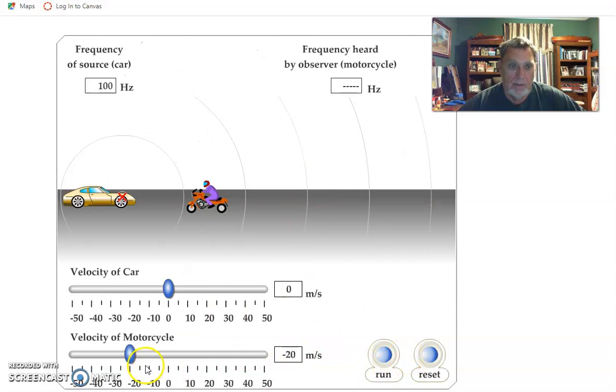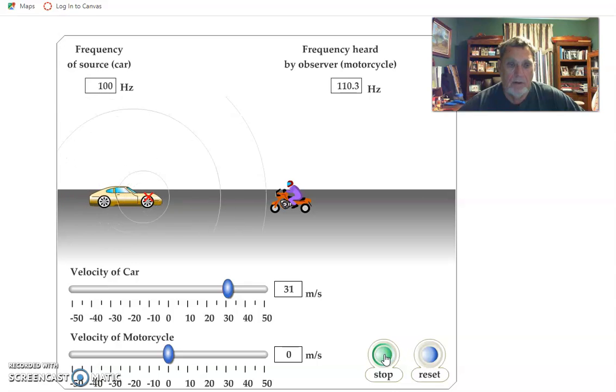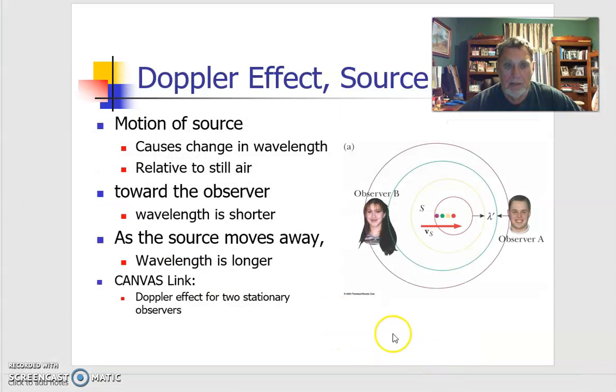You can see it here too. If we park him, reset, and let the car move, he blinks quicker. Or if we let him move back, he blinks slower, stretches out the wave. So both are nice visualizations to help you understand what we're seeing here.